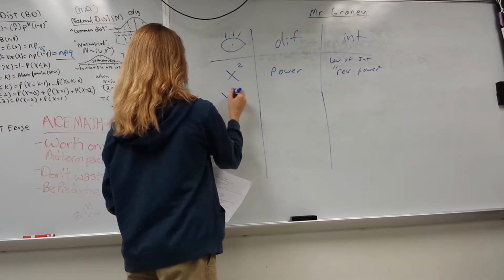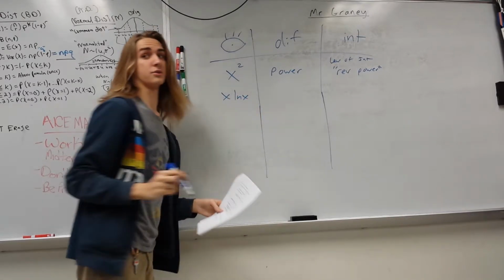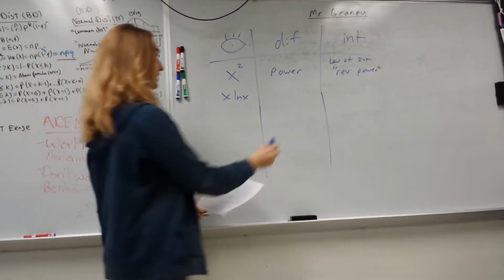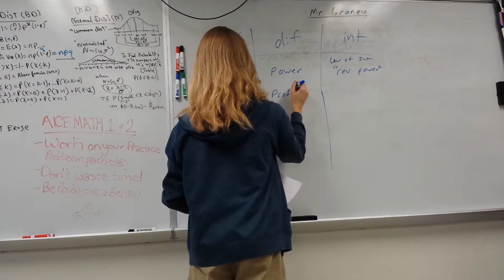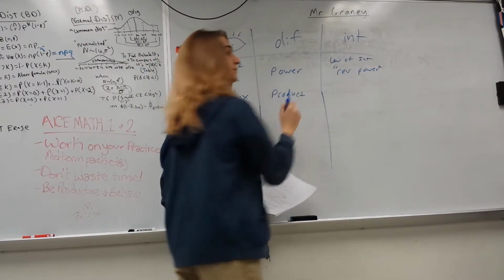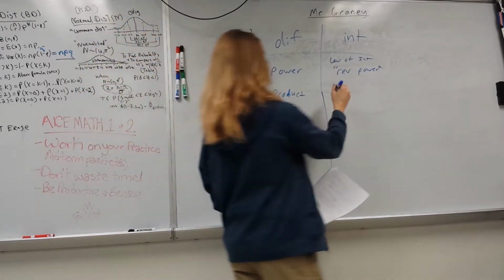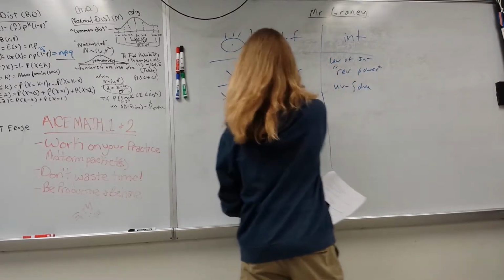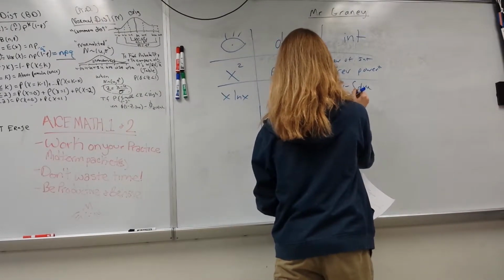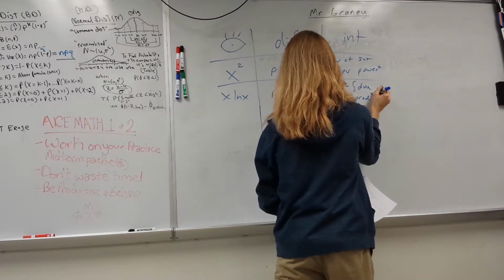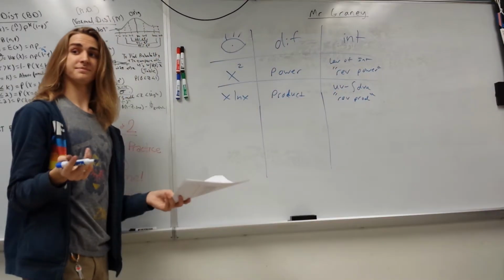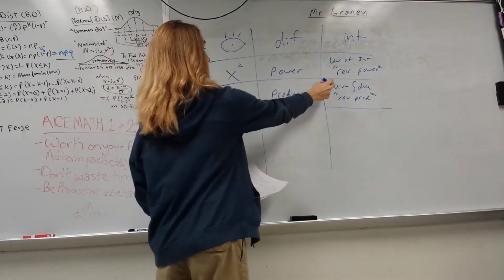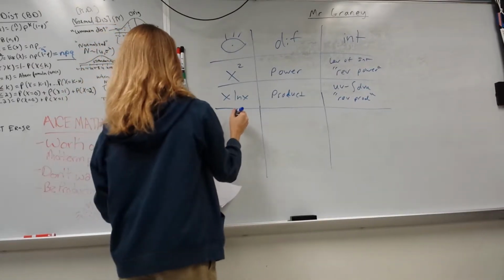The next one we could see is something like this, where it would be a product rule, so two things multiplied. If we're differentiating, that is the product rule. If we're integrating, that becomes this thing, or we could call this reverse product. Tabular method is the form of that where there's no ln.